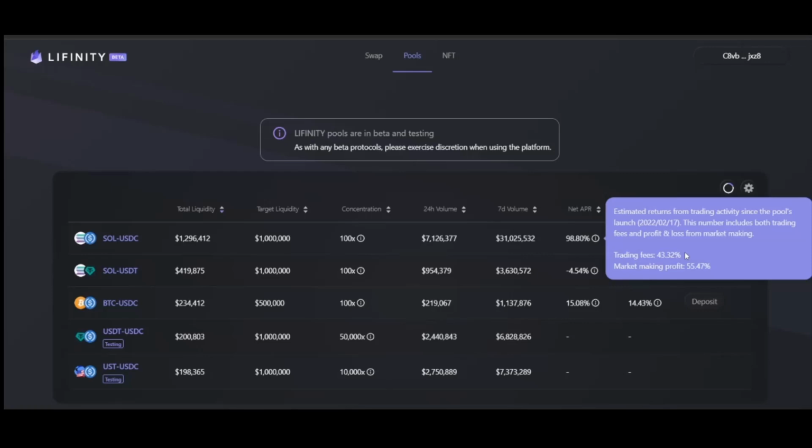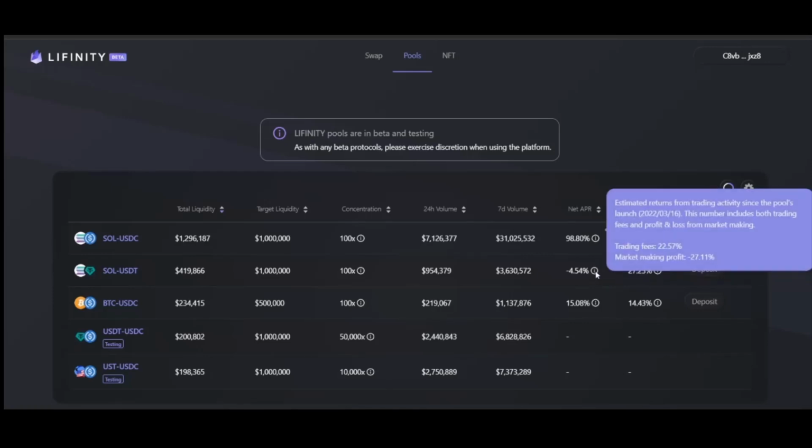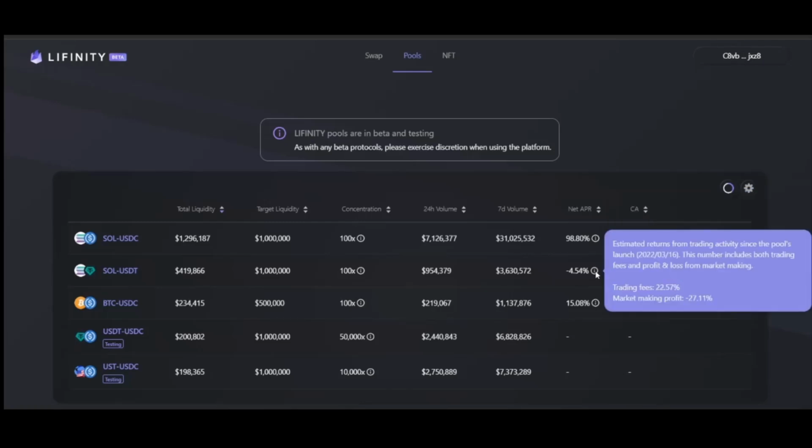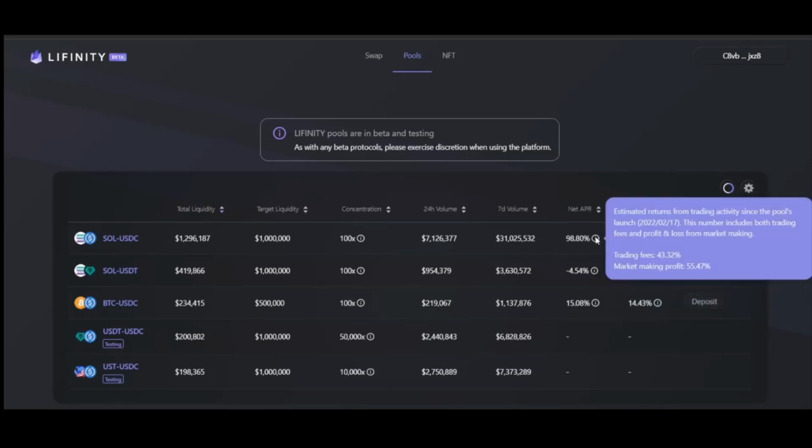So what I'm getting at is that you're going to have more trading volume on the Sol USDC pair than you are on the Sol USDT pair. I'm not sure what the exact difference is, but just looking at the trading fees, you can see that the Sol USDC pair has almost double the trading fees of the Sol USDT pair. So perhaps it's something like double.